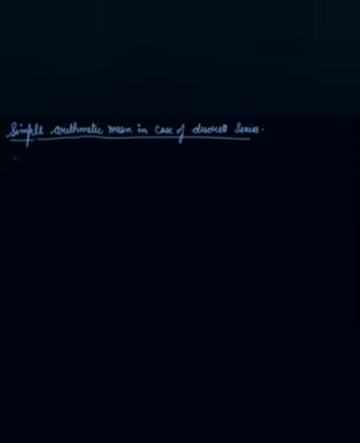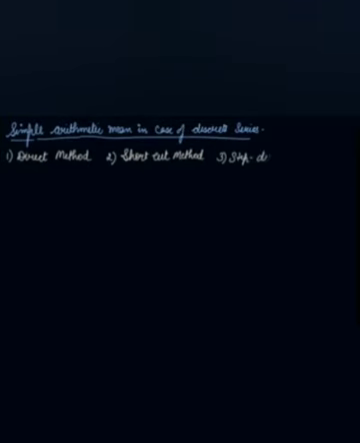In the discrete series, we have three methods: first, your direct method, second is your indirect method or the shortcut method, and the third is your step deviation method or double shortcut method. You also call this the deviation method, and this is a step deviation method.